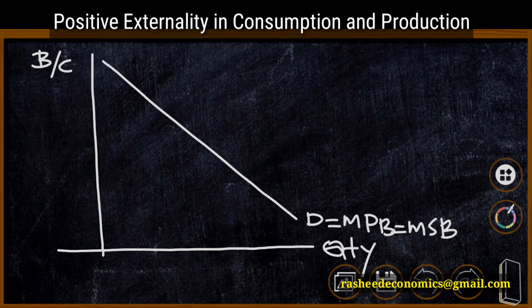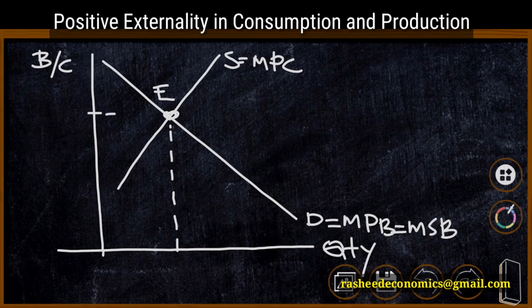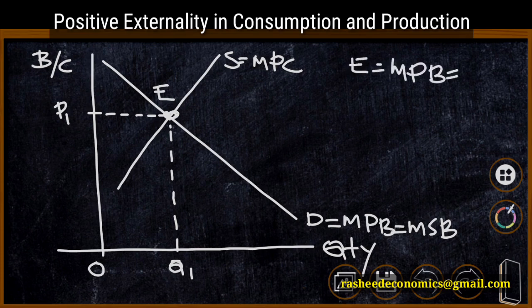Here we have a supply curve. This supply curve shows the marginal private cost curve. Here marginal private benefit intersects the marginal private cost curve at point E, which is the equilibrium point at the initial stage, and the economy is having OQ1 quantity at OP1 price. Till now we have not considered the externality in production. Here at point E, the marginal private benefit is equal to marginal private cost.